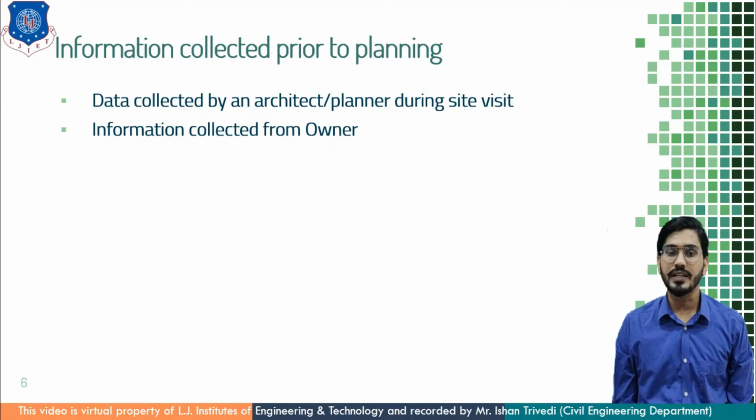Then electrical fittings open or concealed and provision for furniture construction. So these are the information which are mandatory and collected from the owner while designing a house.